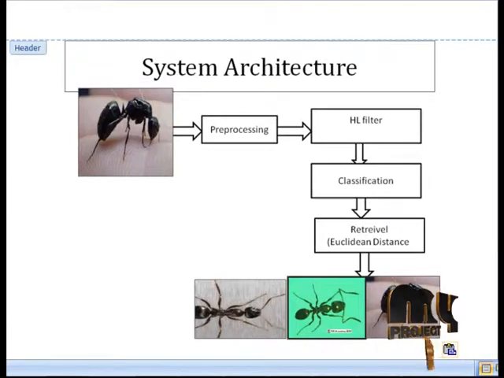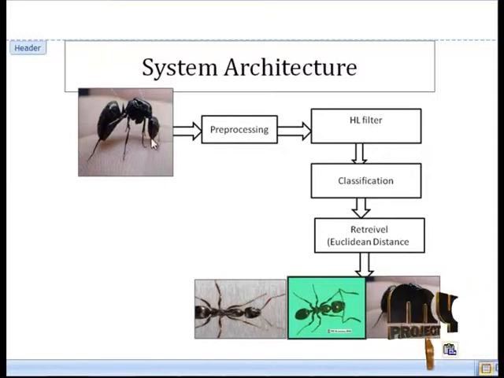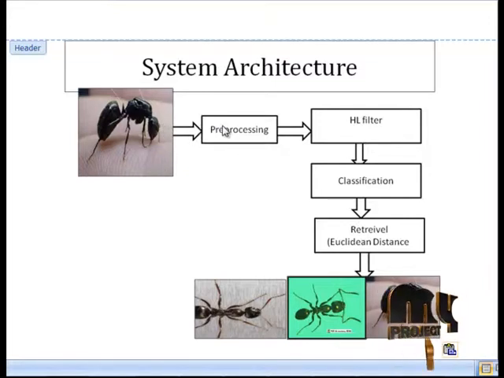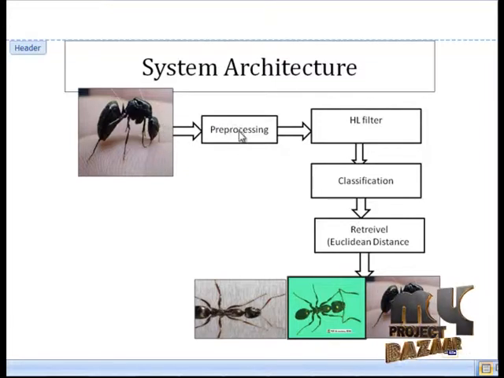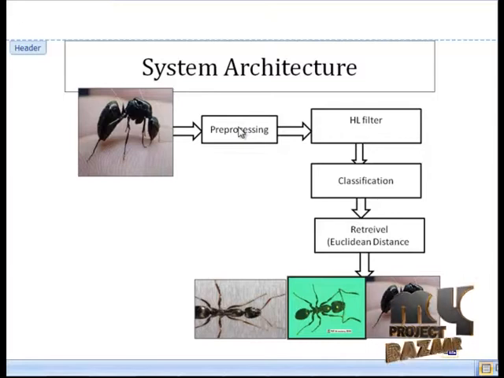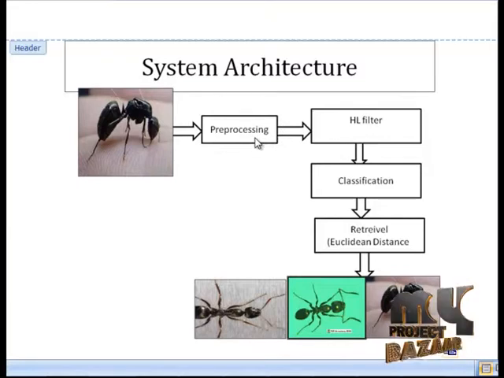The system architecture consists of pre-processing, HL filters, SVM classification and retrieval. The input images are given to the pre-processing technique. The pre-processing technique is used for removing unnecessary noise. Unnecessary noise refers to unwanted pixels in the frames. The pre-processing method uses a small neighborhood of a pixel in an input image to get a new brightness value in an output image. Such a pre-processing operation is also called filtration.